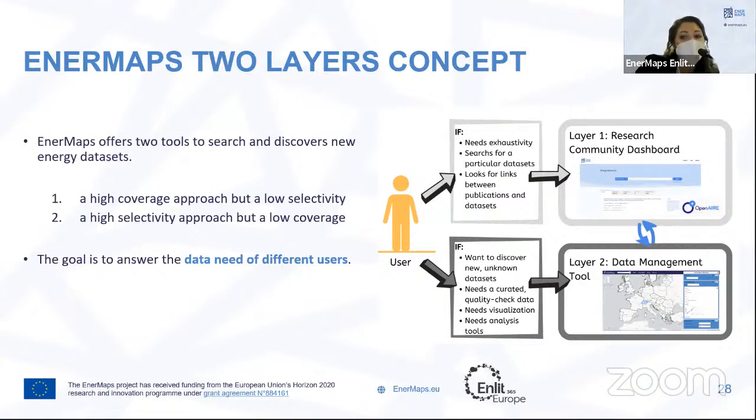And the second layer is the data management tool, the visualization tool, which instead has a very selective approach with a low coverage. It is a visualization tool for geolocalized data that shows the 50 curated data sets. Now, the 50 curated data sets that have been selected throughout the EnerMaps project can also be reached through the gateway. So there is a section dedicated to data sets, and a user can see the metadata there and then can click on the thumbnail and be brought to the data visualization tool.